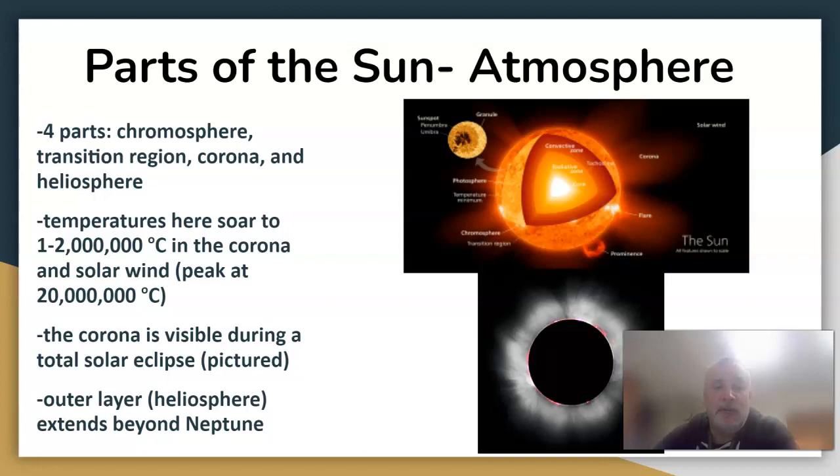The corona is visible during a total solar eclipse, and you can see that on the bottom picture. That's the corona. The outer layer, the heliosphere, is a layer of the sun that actually extends beyond the orbit of Neptune. So we are within the heliosphere.